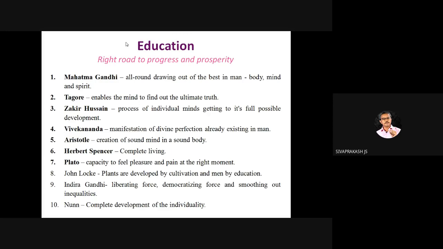John Locke, he says plants are developed by cultivation. Likewise, men are developed by education. This is a famous quote. Plants are developed by cultivation and men are developed by education. So teachers are called agrarians from his perspective. Agrarians of knowledge. Teachers are called agrarians of knowledge from the John Locke perspective.